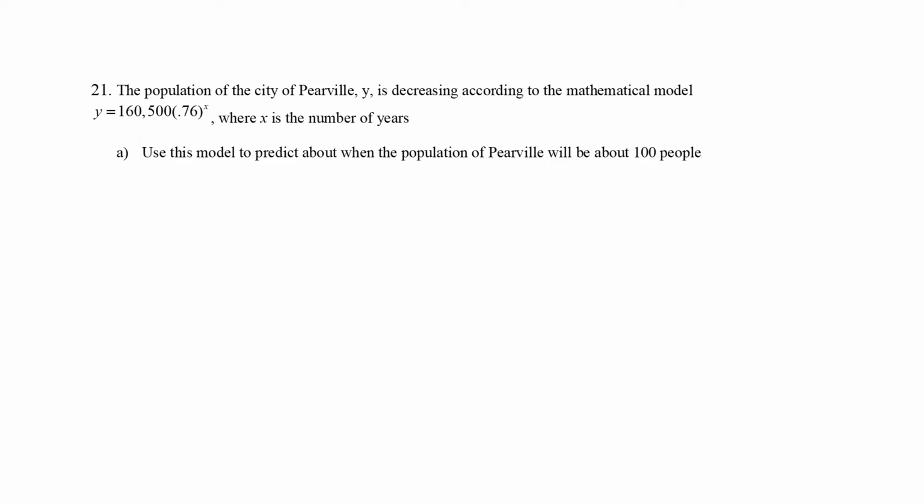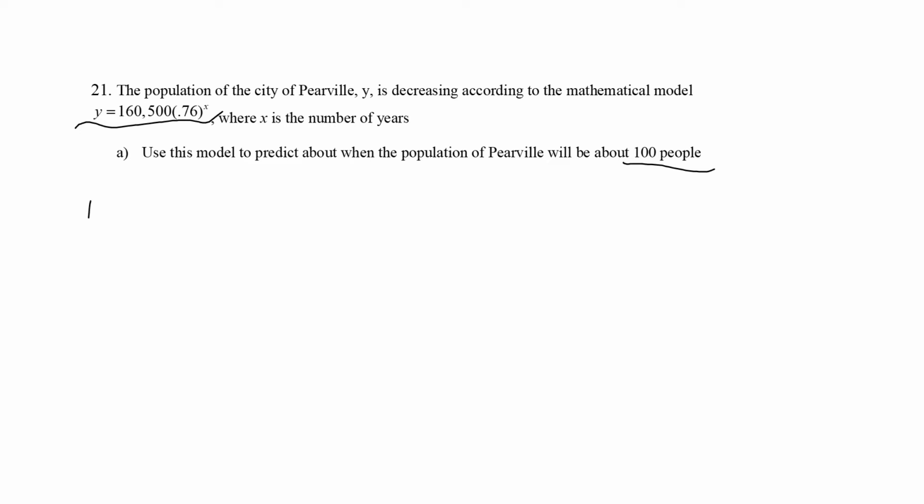Let's read this problem. The population of a certain city, Perville, is y, and it's decreasing. And they gave you the mathematical function which determines the population. Now, use this model to predict when the population of Perville will be 100 people. So that's the model. They gave you a certain function. So y determines the number of people. So when will the y be 100 people?